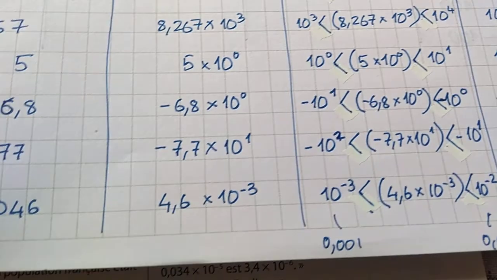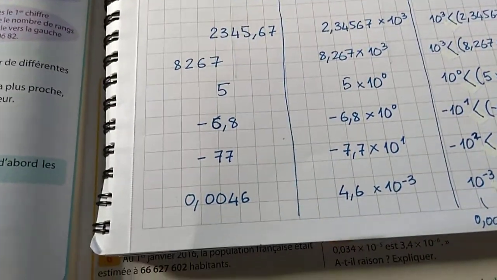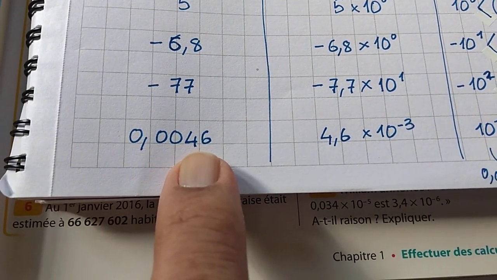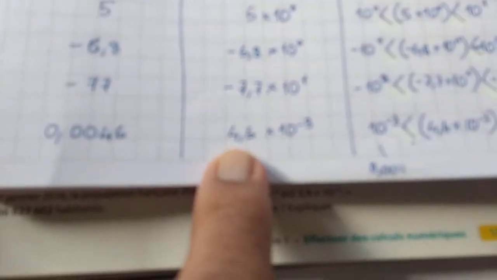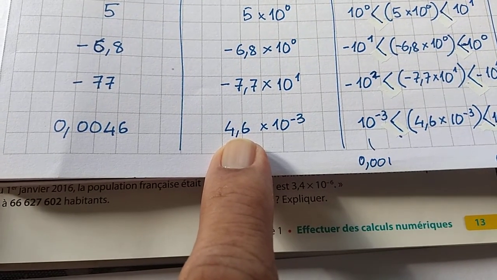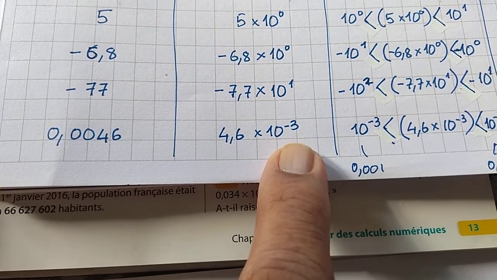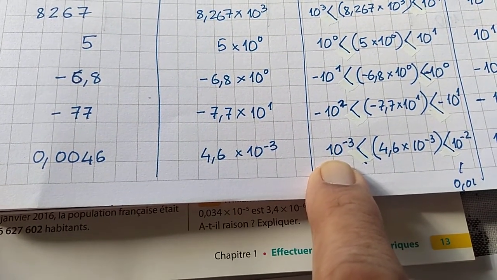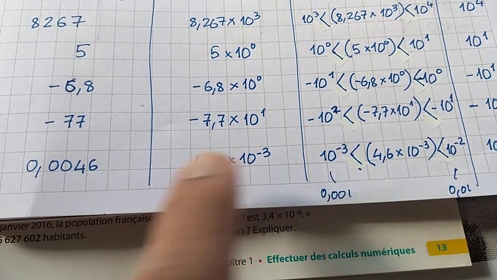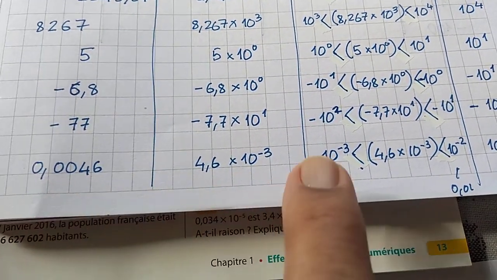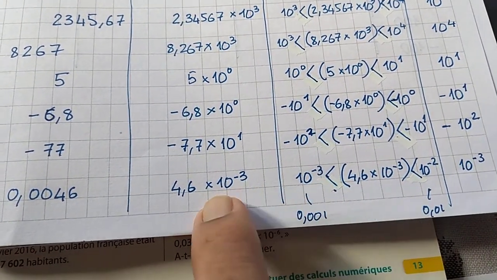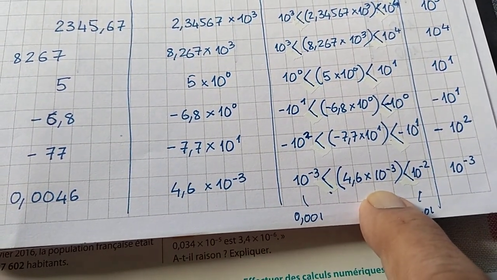And finally, we take a very small number, 0.0046. I continue on the next page, sorry. So here we write it 4.6 times 10 to the power minus 3. So 10 to the power minus 3 is the smaller bracket, that is 0.001. This is our number, 4.6 times 10 to the power minus 3.